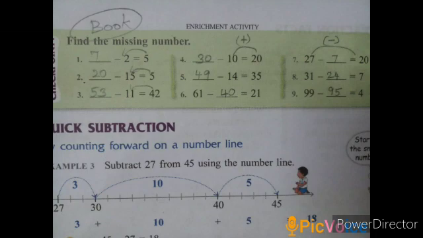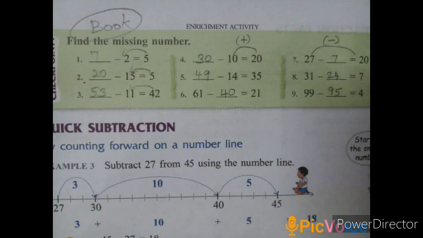Here dash minus 2 is equal to 5. 2 plus 5 is equal to 7. 7 will be the fill-in one. Next, second question, dash minus 15 is equal to 5. The bigger number is missing, so we need to add the smaller number and the difference. 15 plus 5 is 20. Next one is 53 minus 11 is equal to 42. Since when we are adding 11 plus 42 is equal to 53.